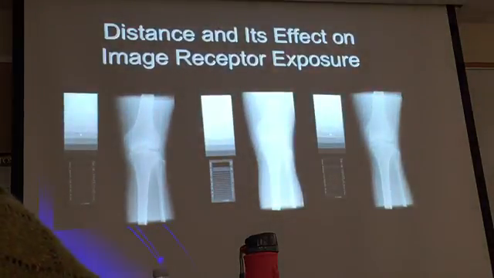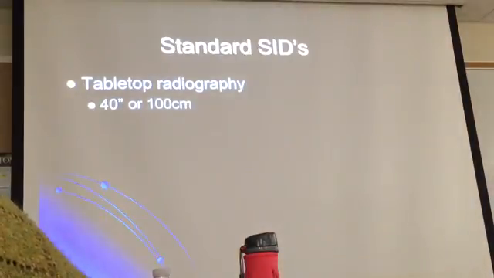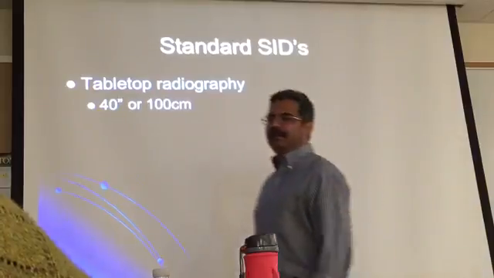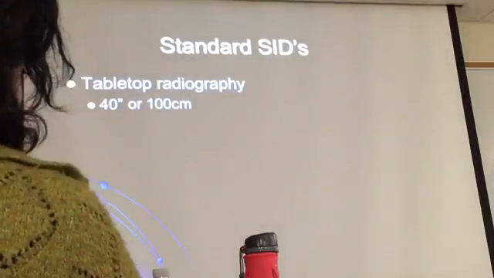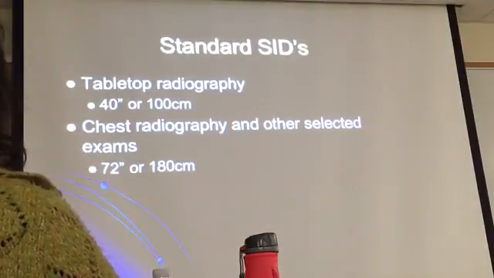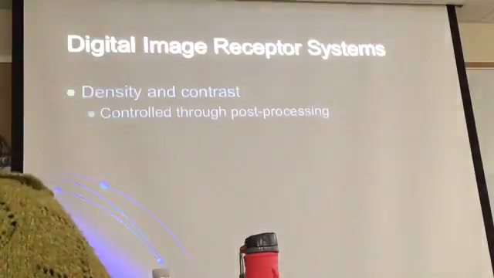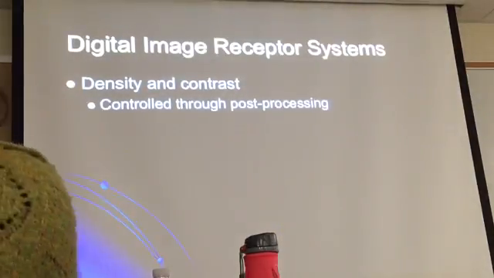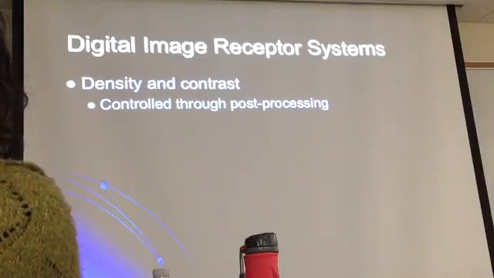And I don't have your distance, so ignore those pictures. Tabletop to radiography. Typically in diagnostic radiography, we're going to use 40 inches, which is approximately 100 centimeters, and 72 inches, which is approximately 180 centimeters. Image receptor systems, density and contrast are controlled through post-processing as well.